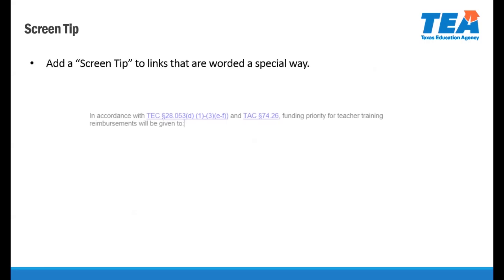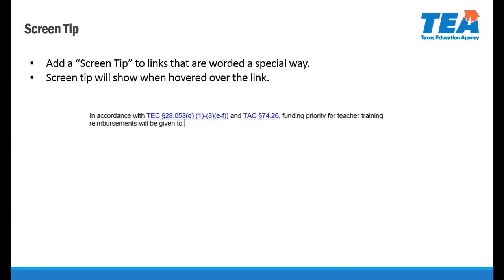The screen tip is optional to use on links, but can be helpful to users when linking to special worded links. The screen tip works as a label when a user hovers over the link. This label or screen tip should provide additional information about the link if needed. In this example, we're going to add a screen tip to the link TAC section 74.26.